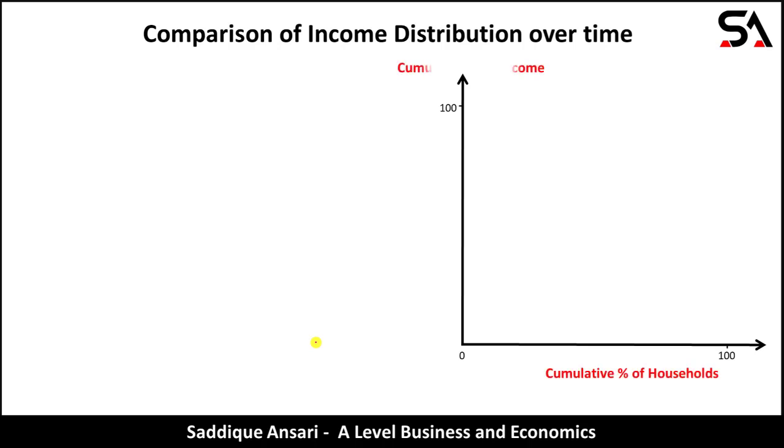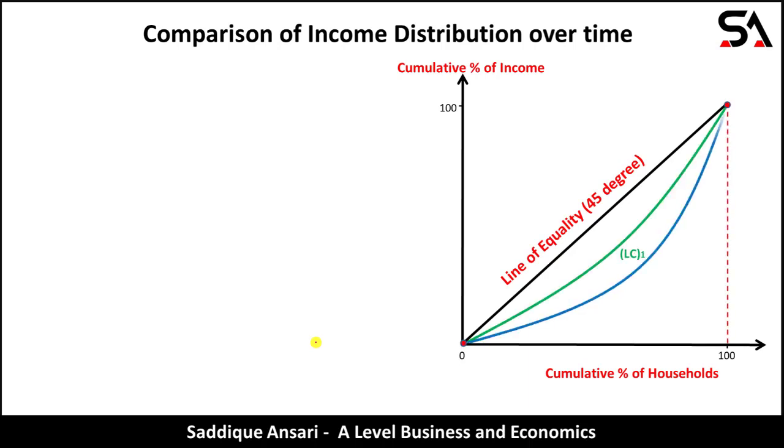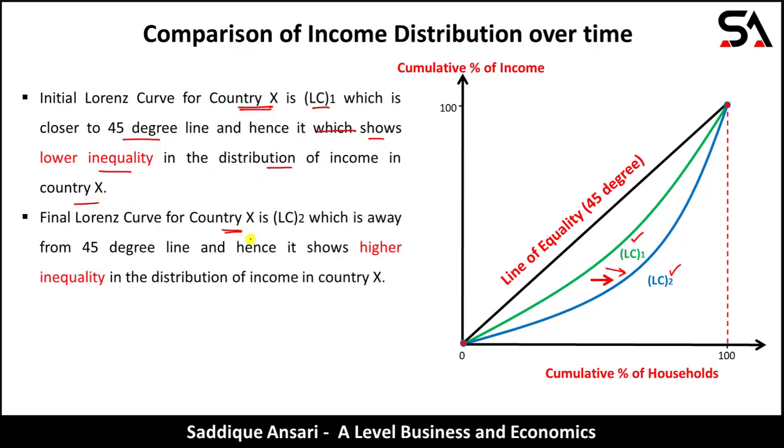So cumulative percentage of households, cumulative percentage of income, 45-degree line or line of equality. And now let's draw the first Lorenz curve LC1 and second Lorenz curve LC2. Let's assume that this Lorenz curve is showing one year and this is showing another year, and the Lorenz curve of the same country is shifting away from the 45-degree line. The initial Lorenz curve for country X is LC1, which is closer to the 45-degree line, and hence it shows lower inequality in the distribution of income in country X. Here we have taken country X, here it is country X, so it is the same country. So these two curves are drawn for the same country, which is country X.